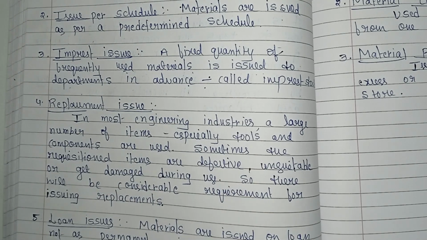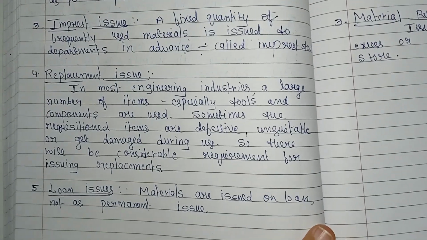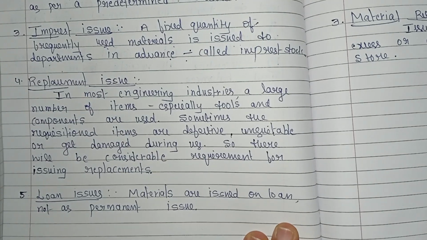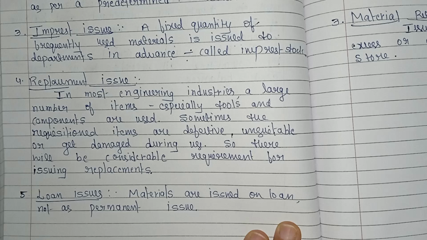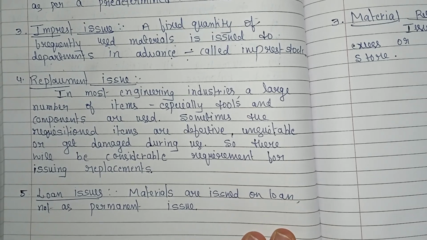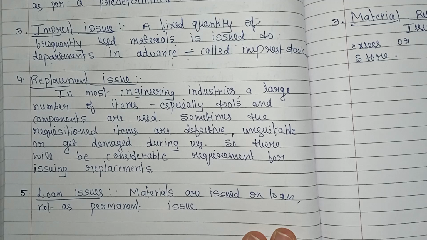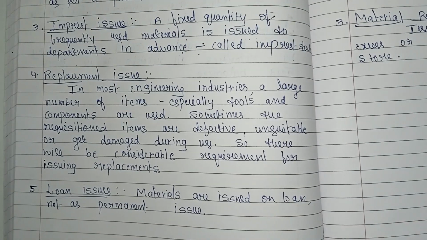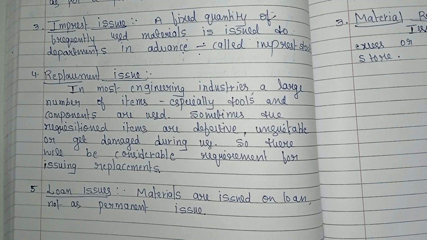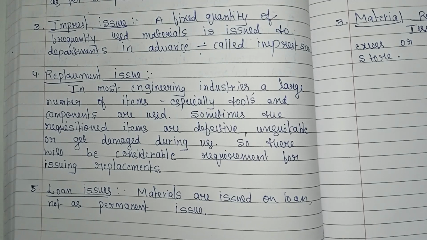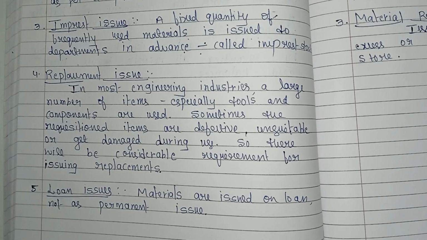Next one is loan issues. It means materials are issued on loan, not as a permanent issue. In a loan issue, the store temporarily gives out the materials, but they must be returned after use.